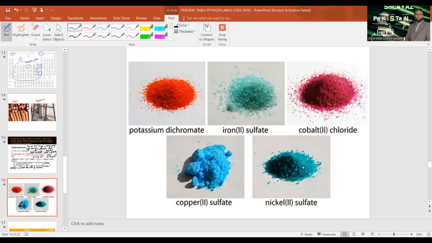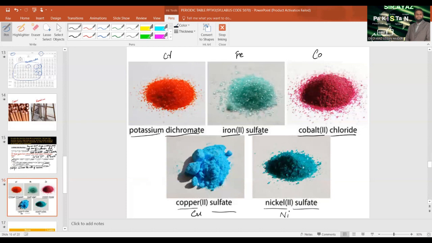For example, you have compound of chromium. This is chromium compound. Potassium dichromate, it's an iron compound. It is iron 2 sulfate. It's cobalt compound. Symbol of cobalt is Co. Cobalt 2 chloride. It's copper 2 sulfate, blue in color. It's a copper compound. You have nickel compound, nickel 2 sulfate.